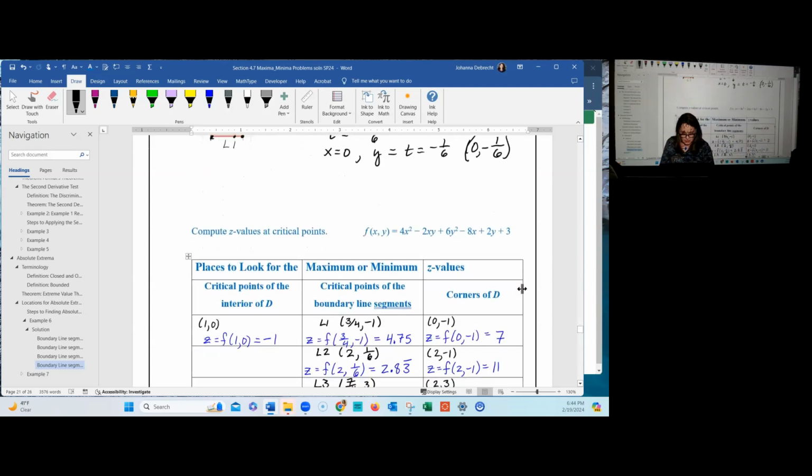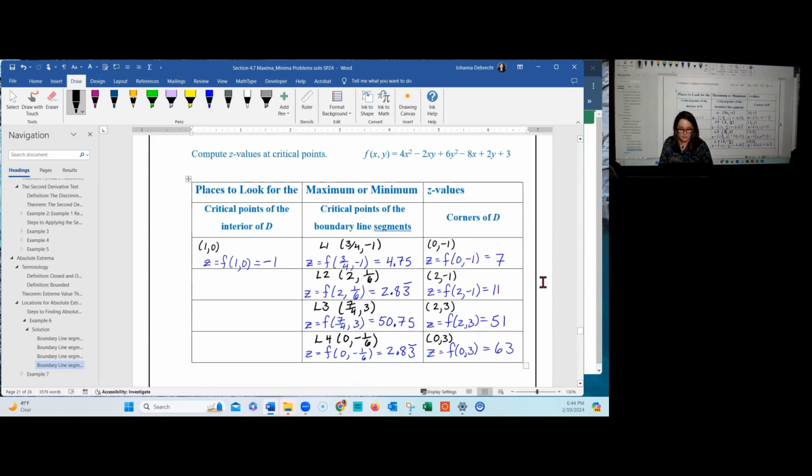In the table, we can classify the different places to look for an absolute maximum or absolute minimum on the surface. Remember to start with the critical points of the interior. We only found one of those. That was 1, 0. Find the critical points of the boundary line segments, which were 3/4, -1; 2, 1/6; 7/4, 3; and 0, -1/6.